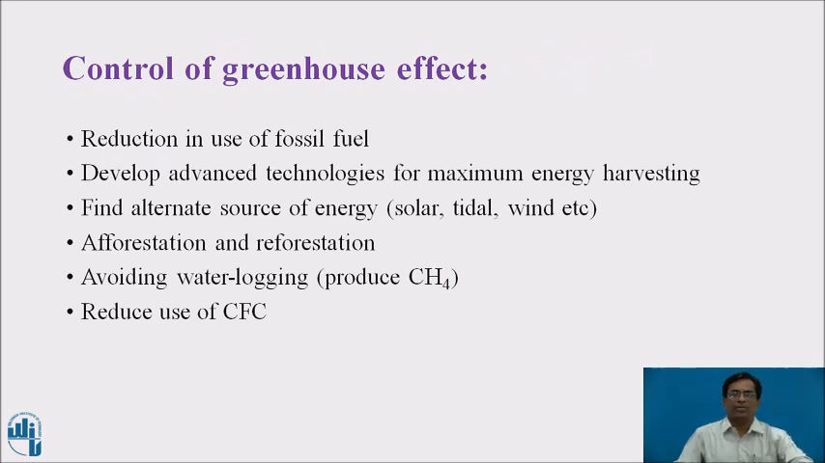How to control the greenhouse effect? Reduction in the use of fossil fuel is very important to control the greenhouse effect. Also, develop advanced technologies for maximum energy harvesting. We have to find alternate sources of energy like solar, tidal, wind, etc., so that we can reduce the entry of carbon dioxide into the atmosphere. Afforestation and reforestation are very important. Avoid waterlogging, which produces methane gas. Reduce use of CFCs.